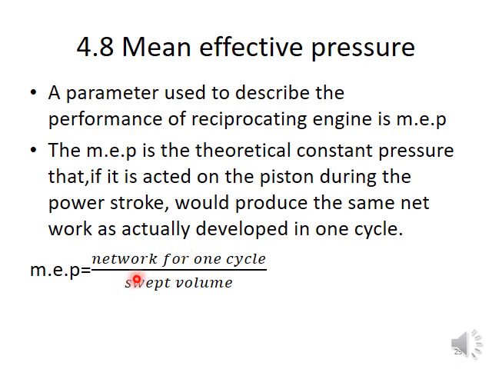The mean effective pressure is equal to the net work for one cycle divided by the swept volume. The swept volume of the cylinder is pi by 4 d square L, where d is the diameter of the cylinder and L is the length of the stroke. So that is the mean effective pressure: net work for one cycle divided by the swept volume. This is about the diesel cycle. In the next class we will solve problems based on the diesel cycle.